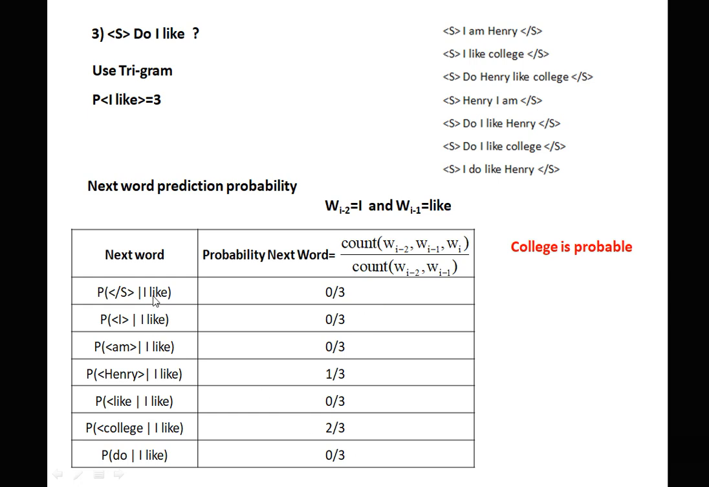Now we require to check how many times I like and end of the sentence come. I like end of the sentence, 0. We will check directly the cases where the possibilities are there. I like Henry: I like Henry is coming 1 time. Next we will check I like college. I like college is coming 2 times. So here we are taking the previous 2 words as history, that is I like. So it is a trigram model.